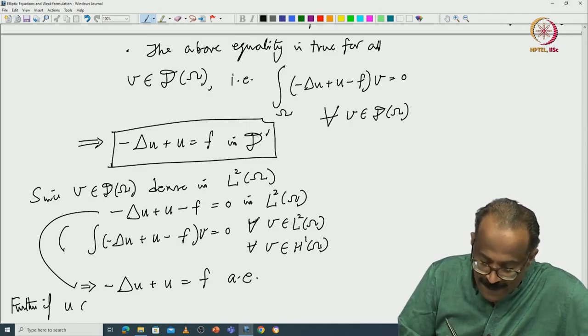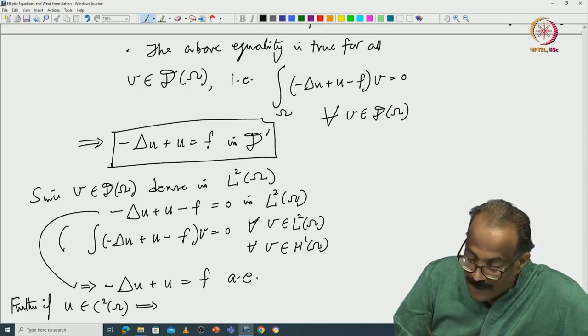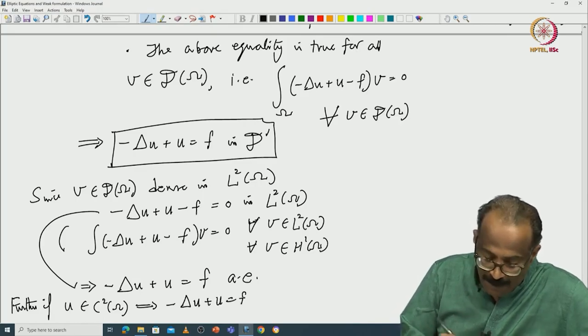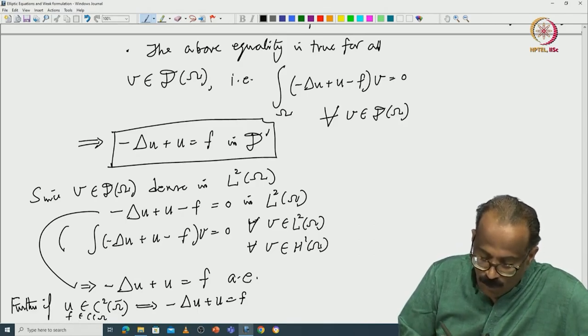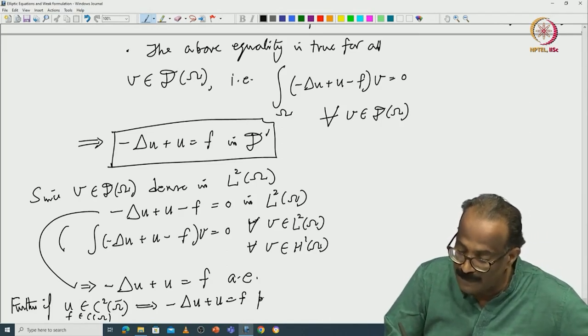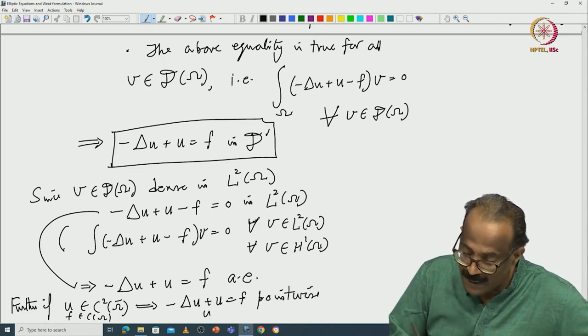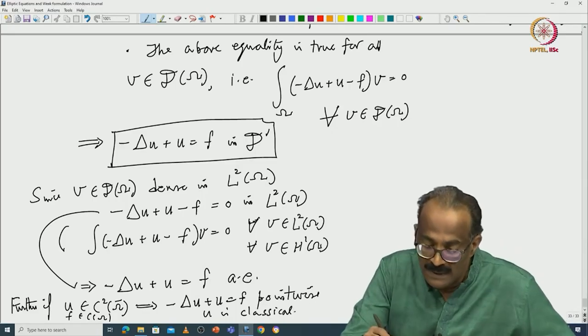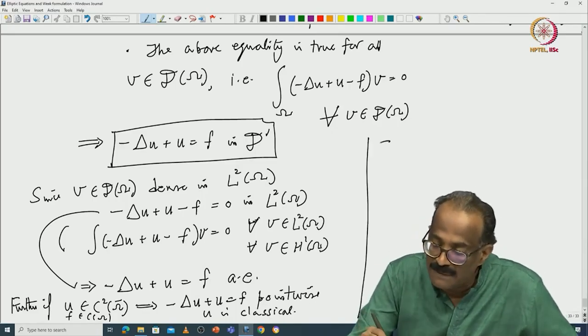If u is in C2(Ω̄), of course you need f is also in C(Ω̄), this implies minus Laplacian of u plus u equals f pointwise. That means u is classical, you got that one. What about the boundary condition? So this way you can do a little more exercise from here.